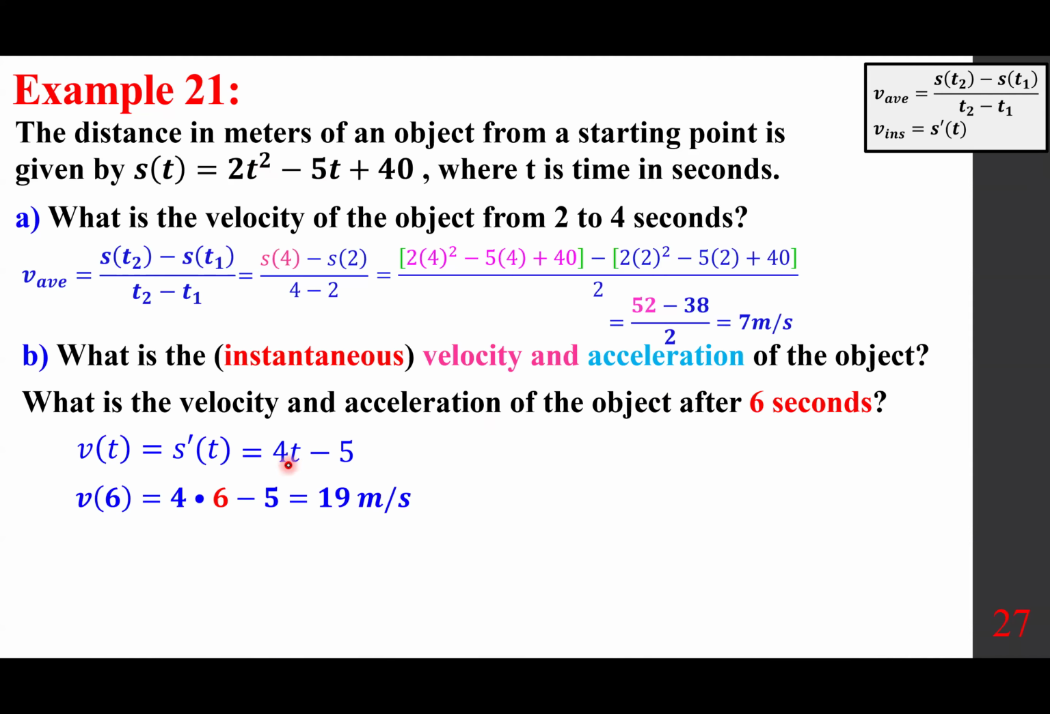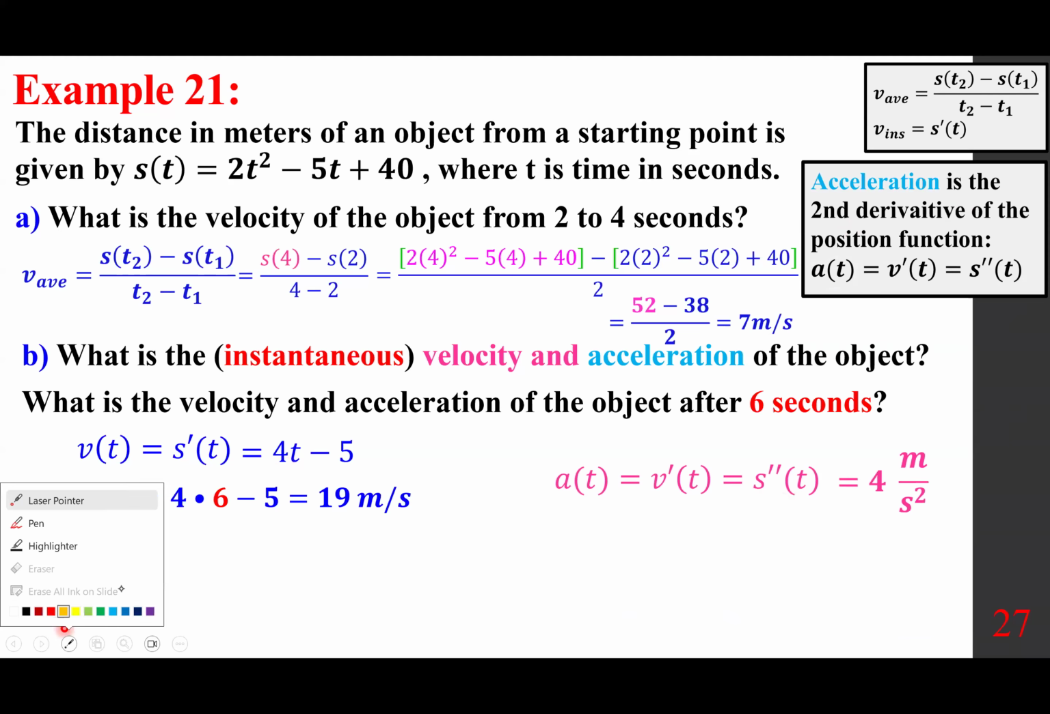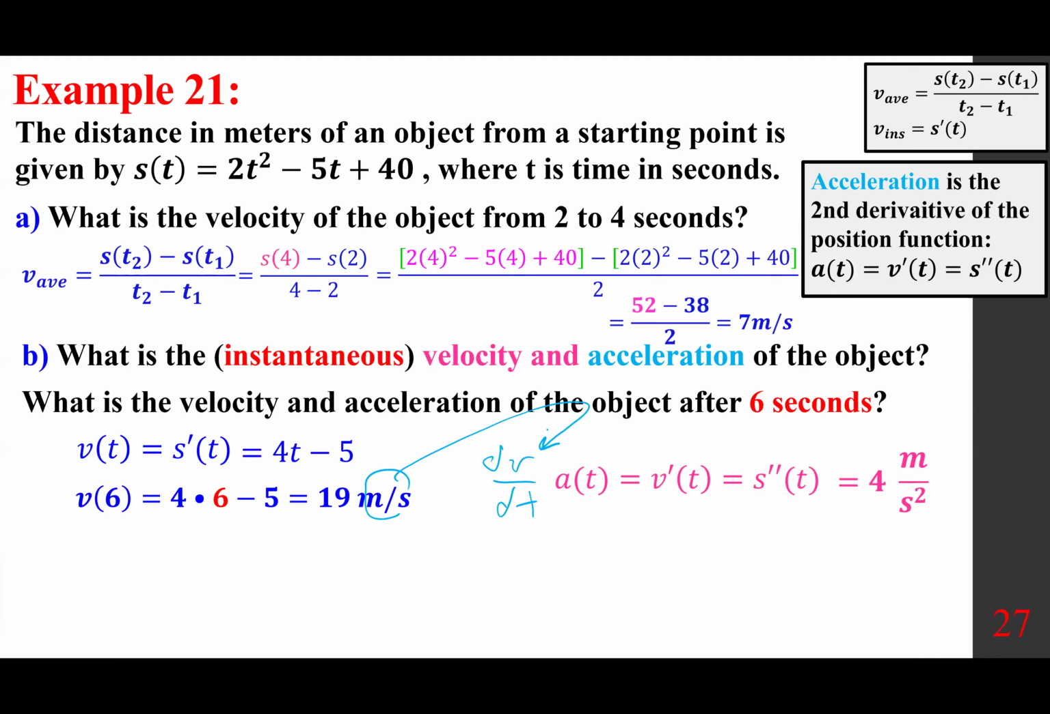Now, as far as acceleration is concerned, acceleration is the second derivative of the position function. A of t is v prime or s double prime. If I differentiate this again, I get 4. The units are meters per square second because this is dv/dt. The units for the velocity is meters per second. For t in seconds it becomes meters per square second.